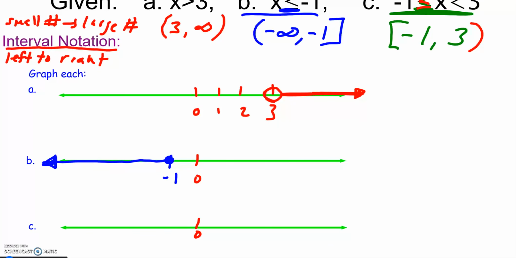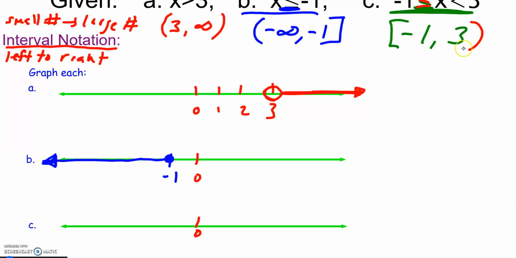My third one, part C, is I'm stuck between -1 and 3. So I would have -1 over here, 1, 2, 3 over here. I would have a closed circle on -1 because it's included, an open circle on 3, and everything between is a possibility. So I would only shade between those two numbers.